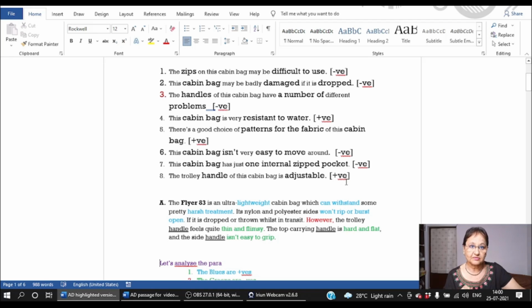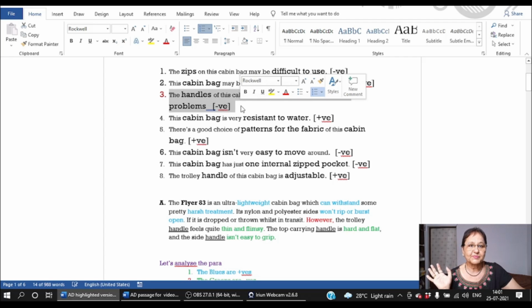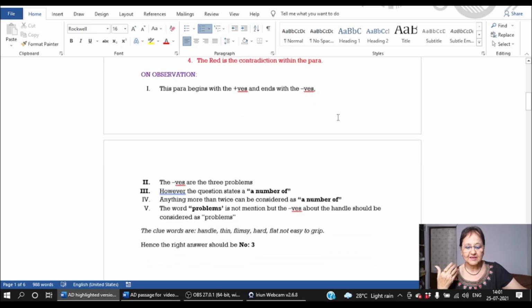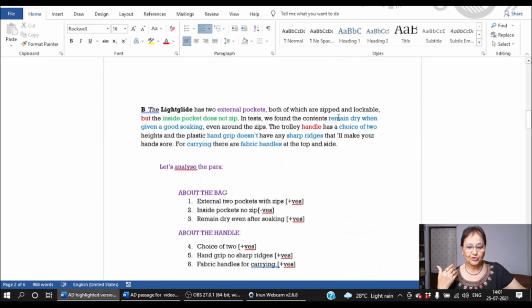Now this is positive. And the third one is negative. So will you take the positive in terms of problem? No, absolutely not. You have to take the word problem in connection with negatives. Therefore, the answer is third. Fine? Okay. I'll give you some time to think about it. Now we go to the next paragraph.